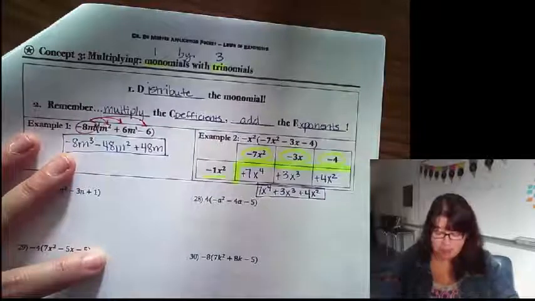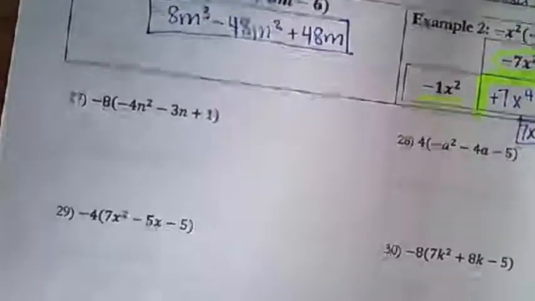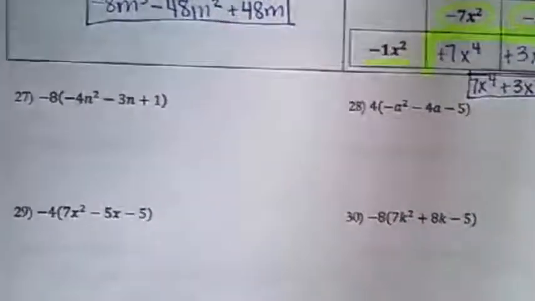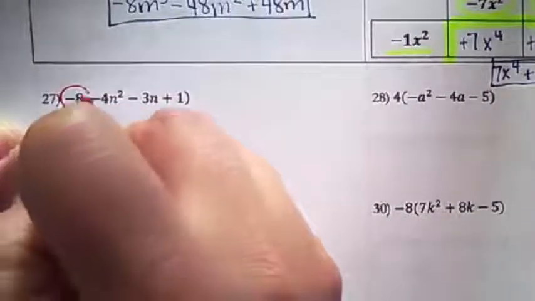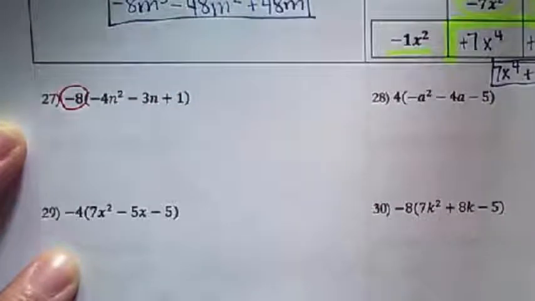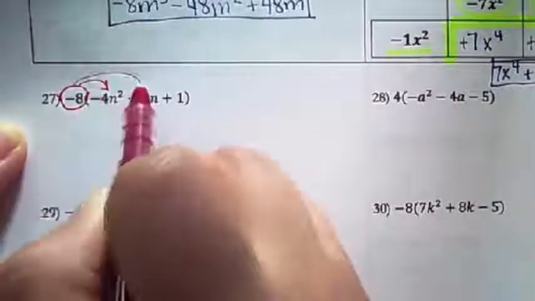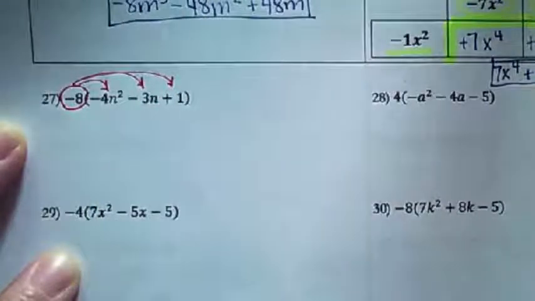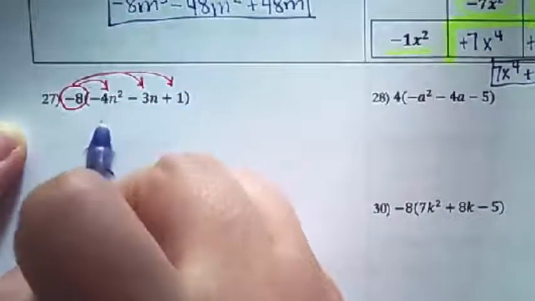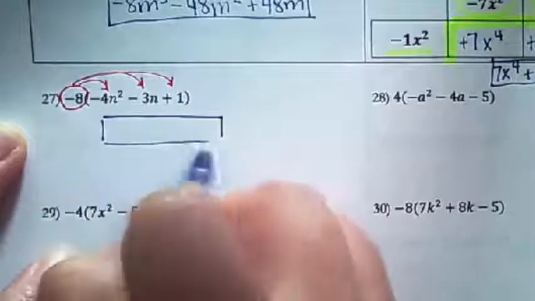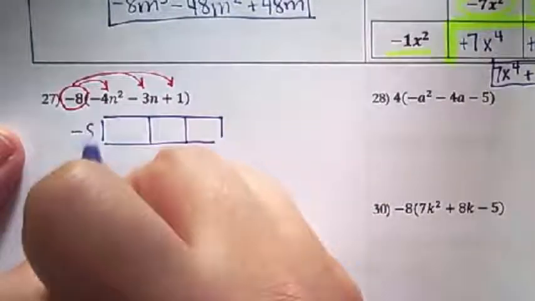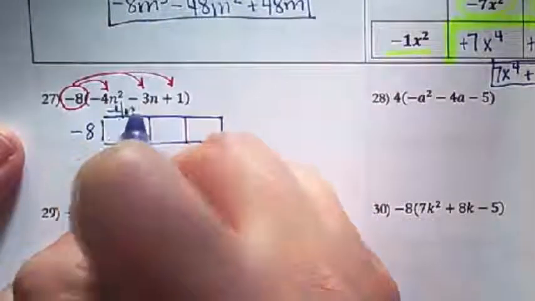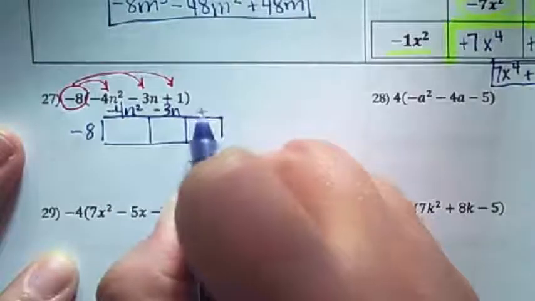Let's take a look at a couple more. Number 27. Let's see. Here we have, again, a monomial on the outside. Even though it's just a number, that's still considered a monomial. And we're going to just distribute it to all 3 parts. So when I make my box, 1 high, 3 wide. 1, 2, 3. Quick and easy. Now I'm going to write my terms around the outside. Negative 8, negative 4n squared, negative 3n, positive 1.